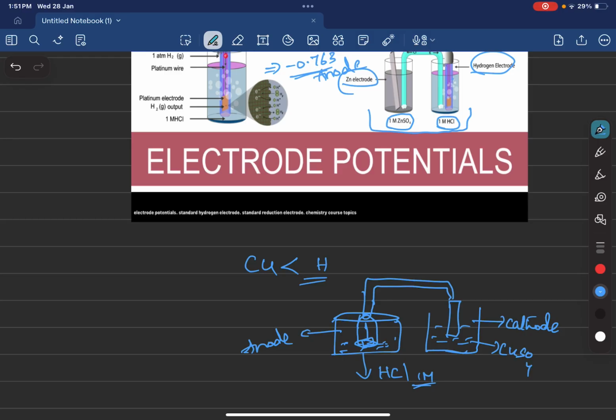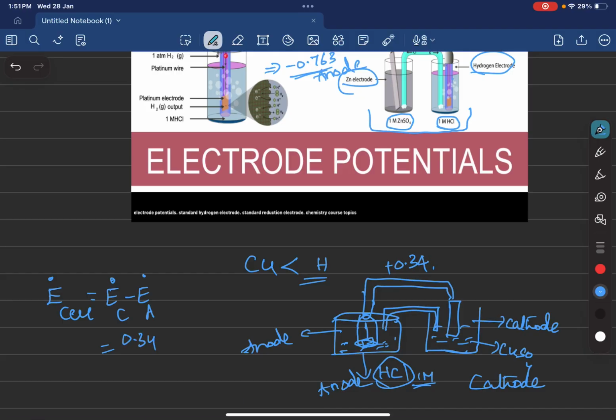So hydrogen acts as anode in this, copper acts as cathode in this. After some time, if you observe, the electrode potential value will be minus 0... no, not minus 0.34. So how to determine this? E naught cell equals E naught cathode minus E naught anode. So here the cathode value will be 0.34 minus of minus 0.0 volts, because anode is hydrogen, cathode is copper. So the value is 0.34.